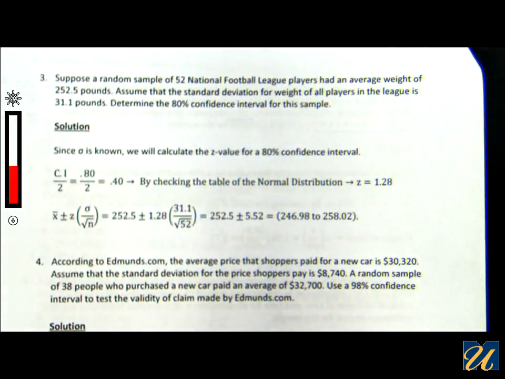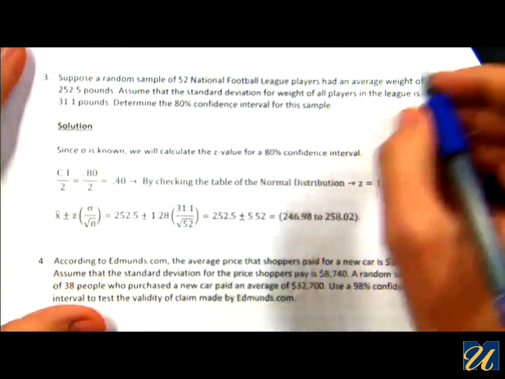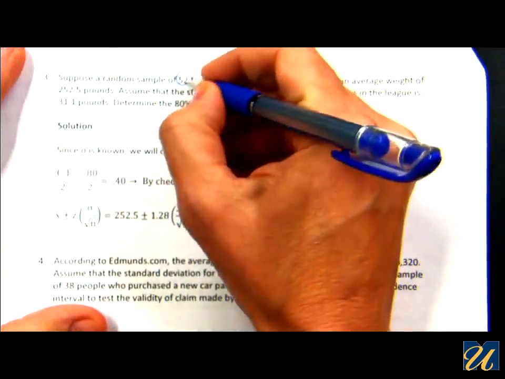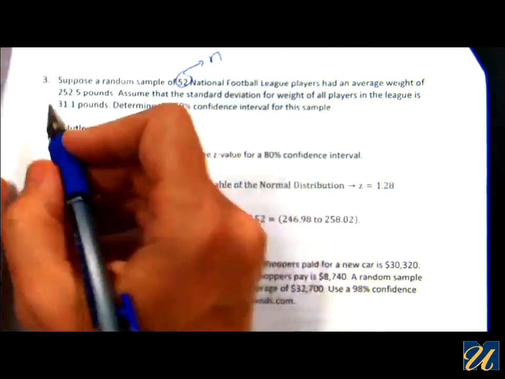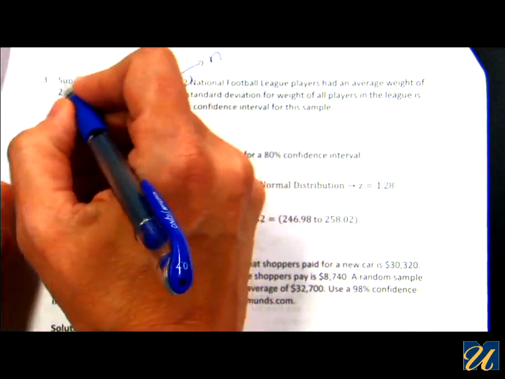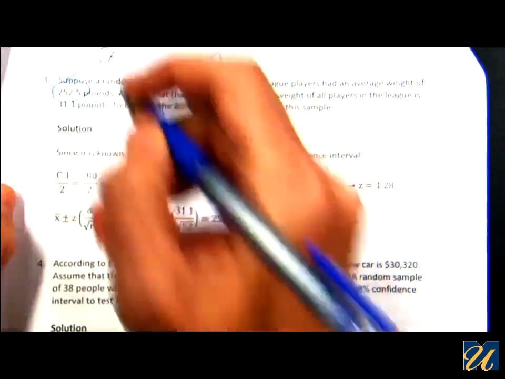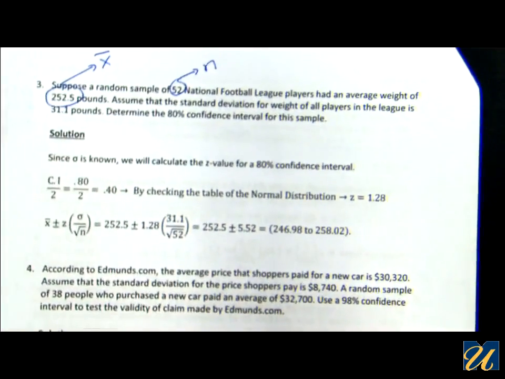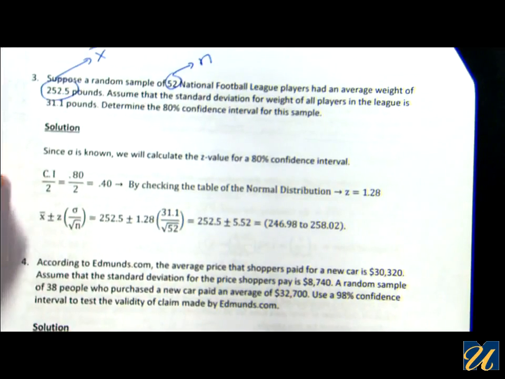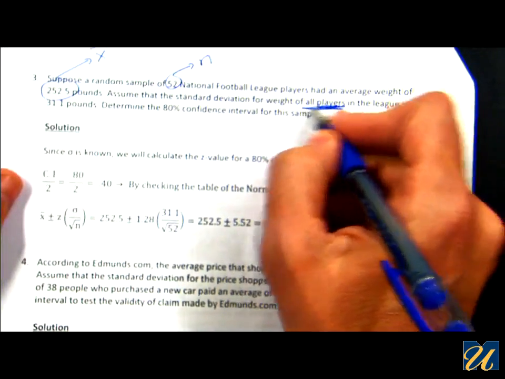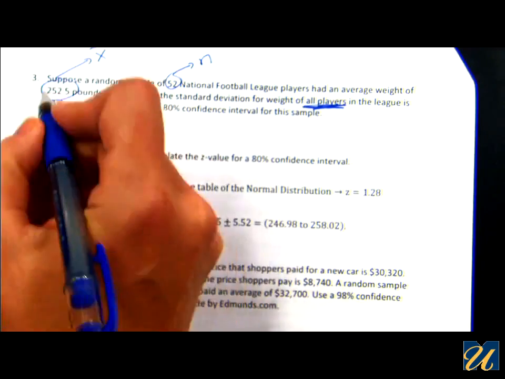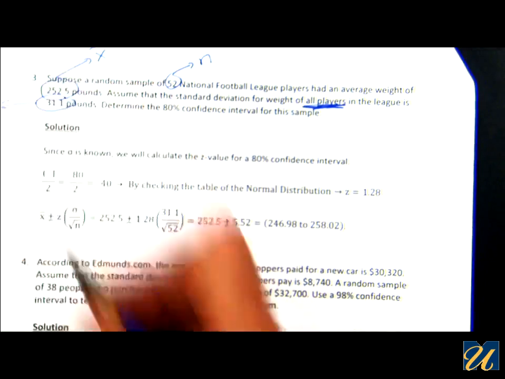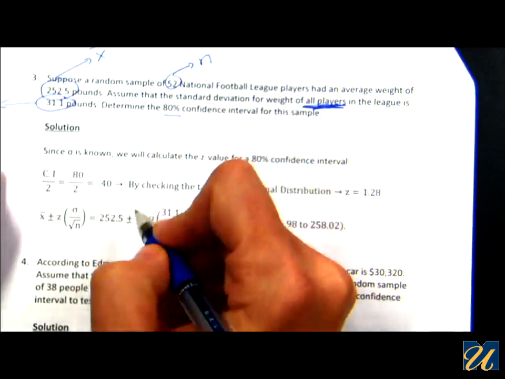So for problem 3, suppose a random sample of 52 National Football League players, so once again, this is your N, 52, had an average weight of 252.5. The average weight, this is your X bar. Assume that the standard deviation for weight of all players, that means it's for the whole population, is 31.1 pounds. That means that this is your sigma. Determine the 80% confidence interval for this sample.